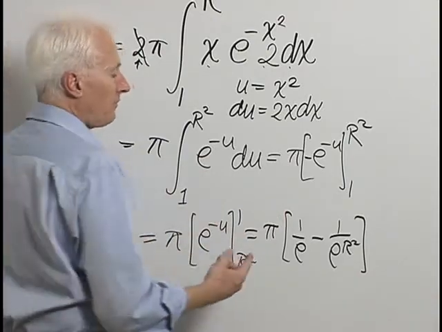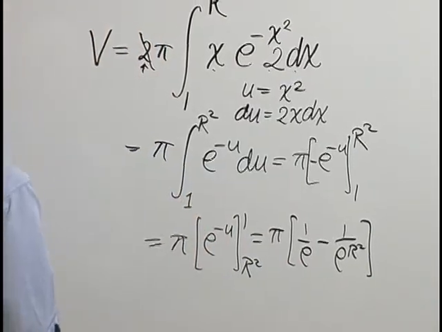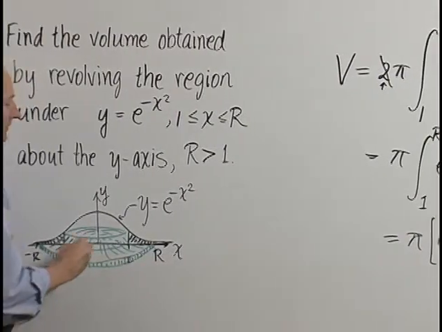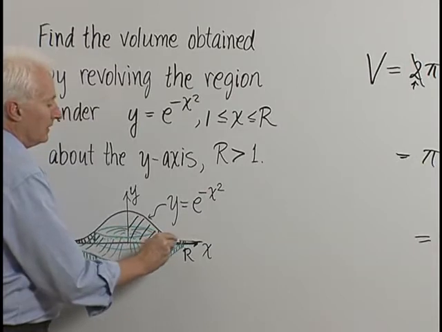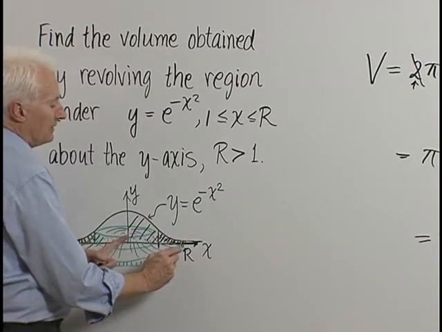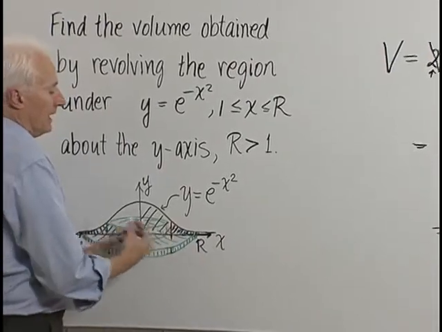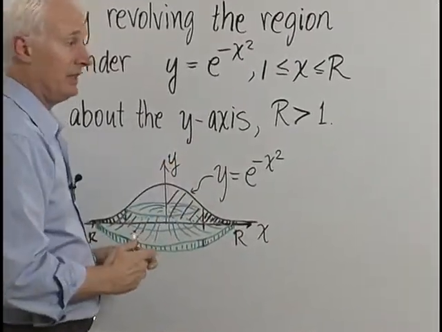What would have happened if I had replaced this 1 by 0? Let's come back here and look at the picture. What would I get if I revolved this whole region under the y-axis, to the right of the y-axis out to capital R, about the y-axis? That would give me the volume of this entire kind of hat-shaped figure.